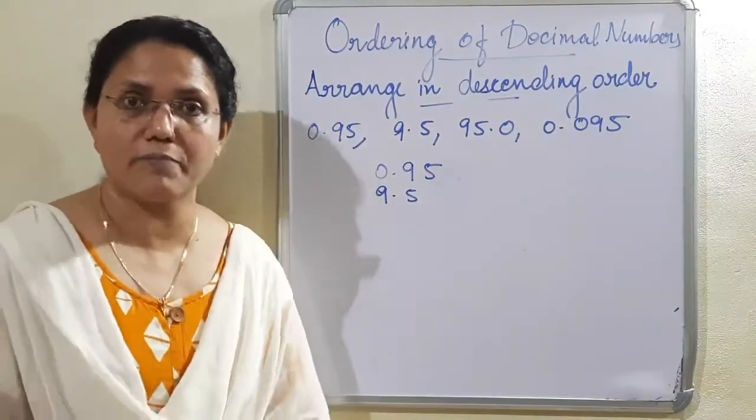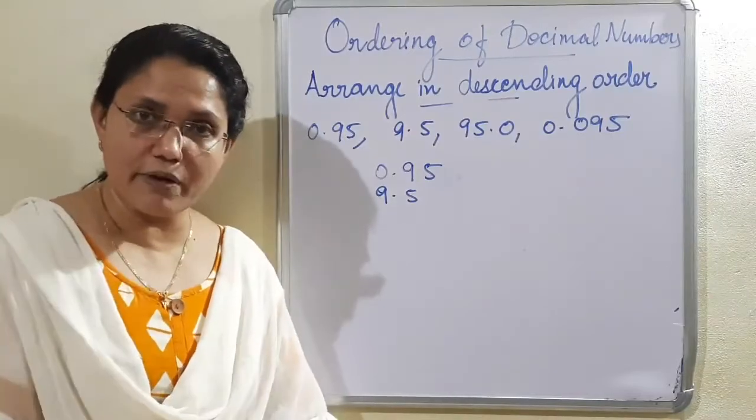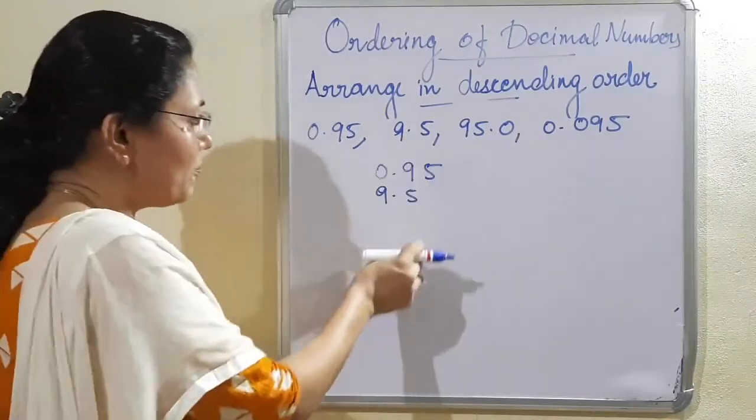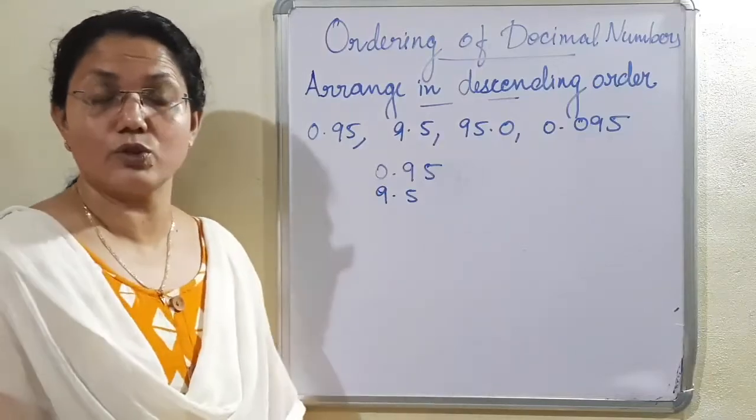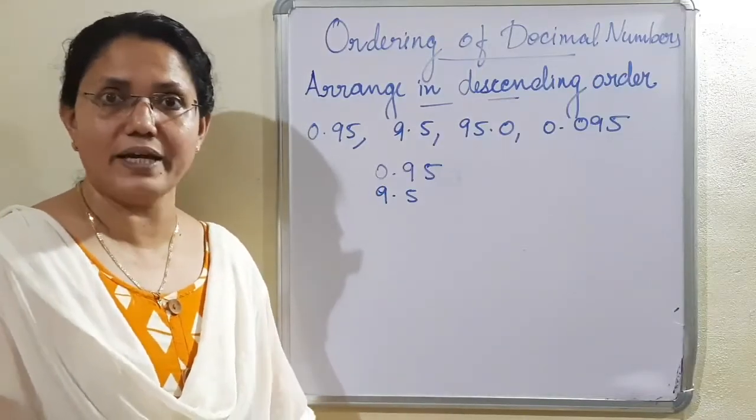All ones places should come in the same column. Next, all decimal points should come in the same column. Tenths place, hundredths place. Like this itself, you should arrange. Then only your answer will be correct.